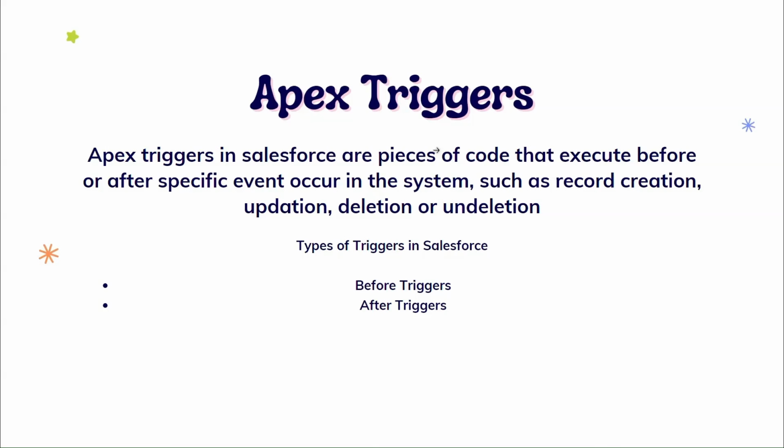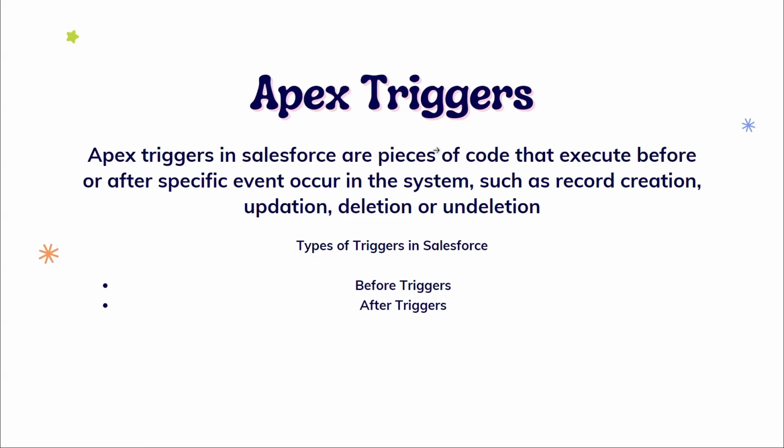Okay, so let's understand the definition of Apex triggers. An Apex trigger in Salesforce is a piece of code that executes before or after a specific event occurs in the system, such as record creation, updation, deletion, or undeletion. Whenever a record is created, updated, deleted, or undeleted, you can fire a particular logic by writing an Apex trigger.